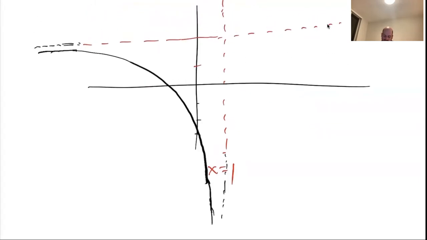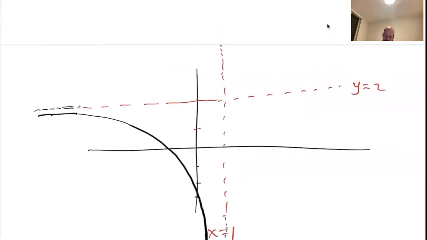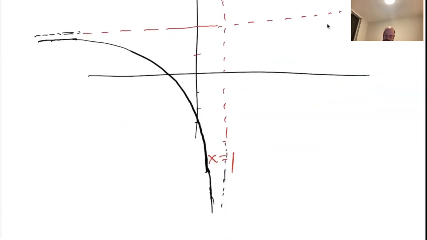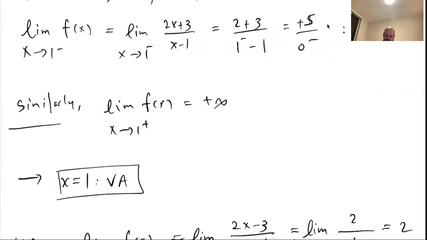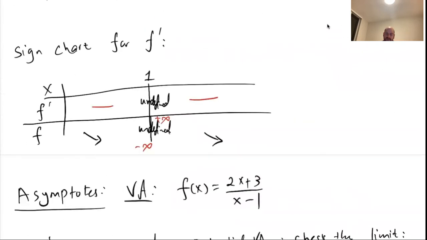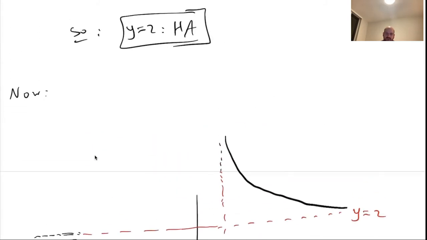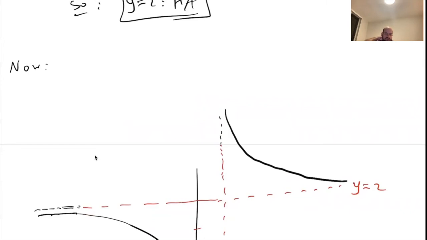Okay, so the function looks like this here on this branch. And so the function decreases before 1, and right before 1 goes to minus infinity. Look at the sign chart, decreases before 1, right before 1 goes to minus infinity. And right after 1 starts from positive infinity and decreases all the way. And again, at y equals 2, you have a horizontal asymptote.